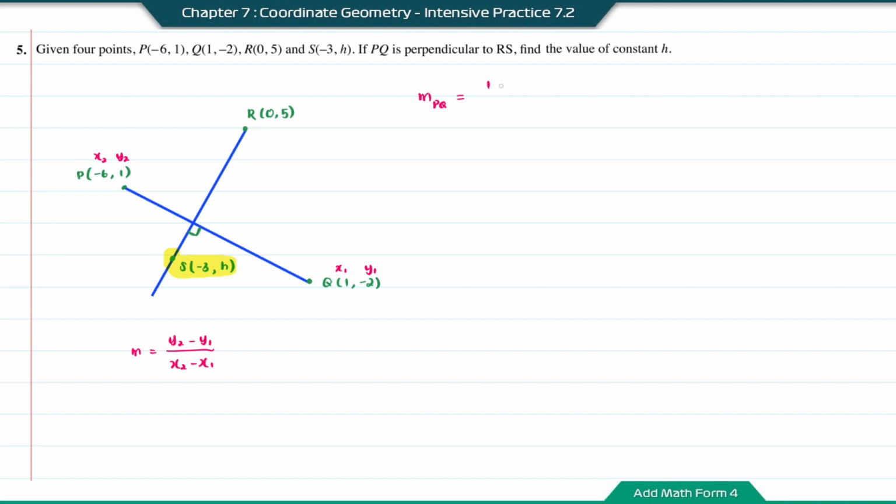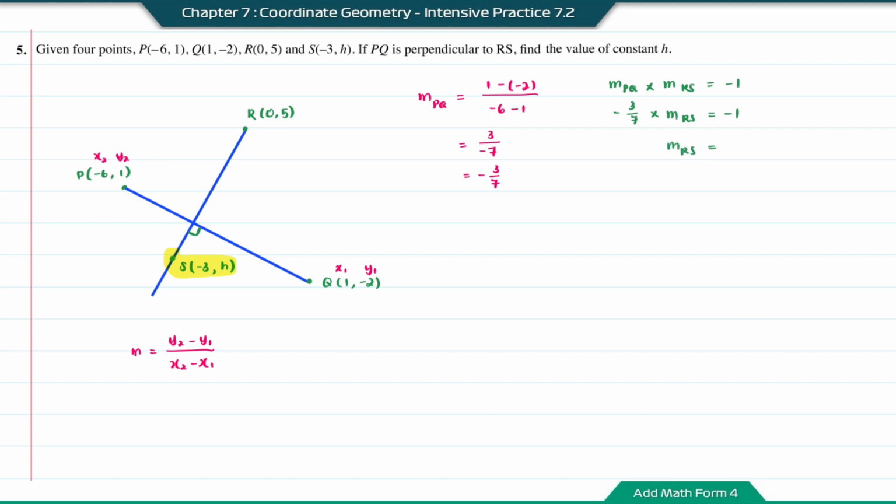So it will be 1 minus negative 2 over negative 6 minus 1. So this is equal to 1 plus 2, which is 3, over negative 7, which is negative 3 over 7. As these two straight lines are perpendicular, which means when the gradient PQ multiplies with the gradient RS, the answer is equal to negative 1. So here, negative 3 over 7 times gradient RS is equal to negative 1.